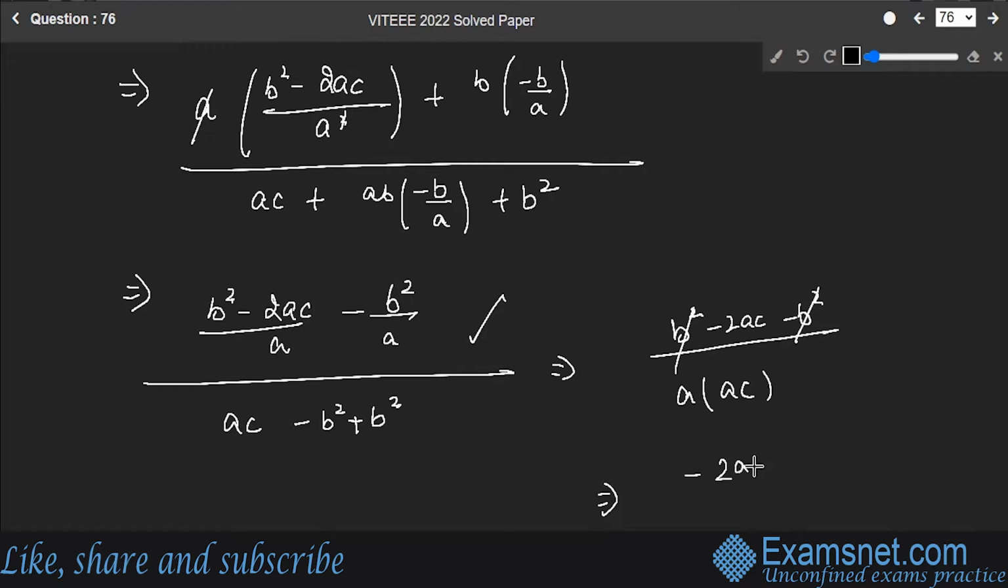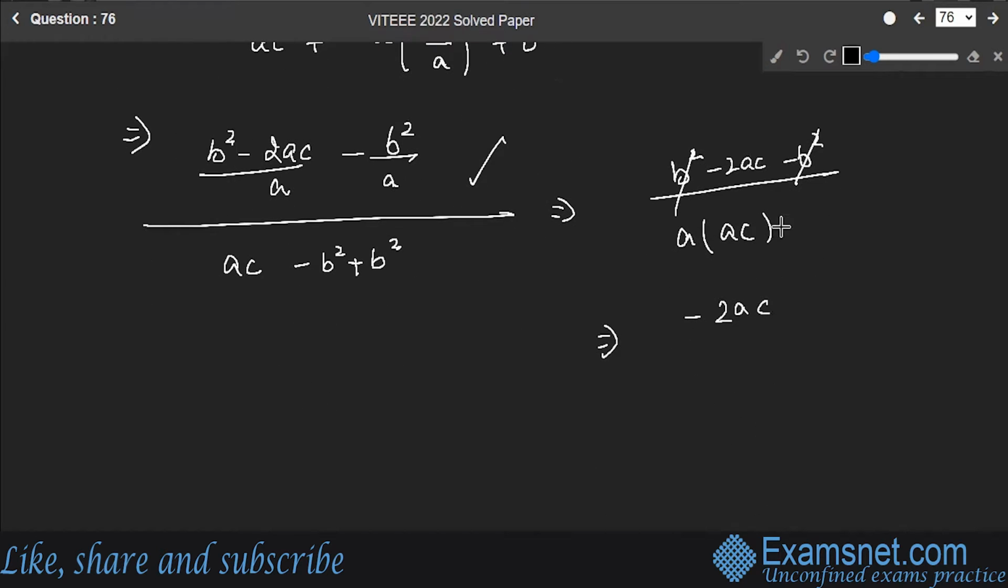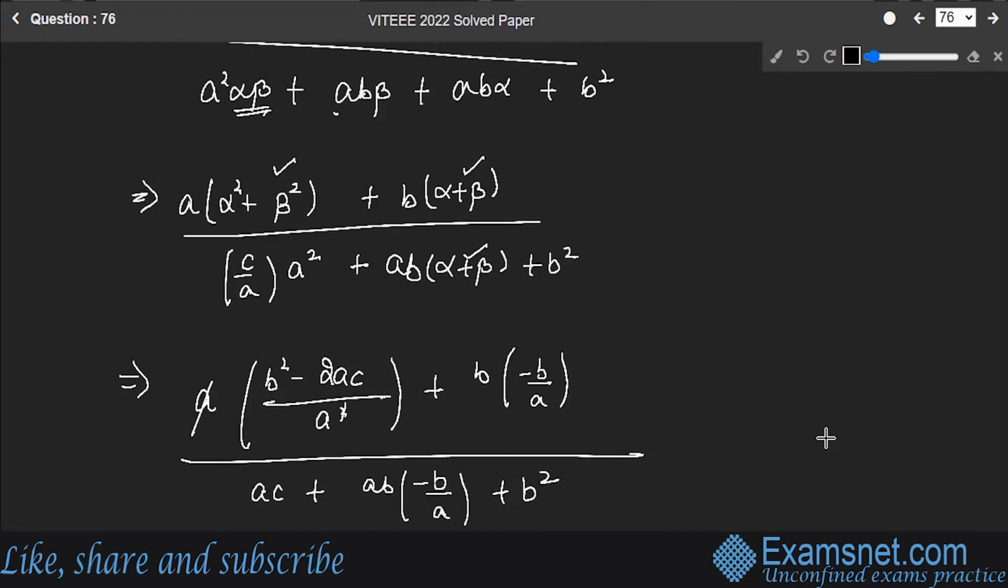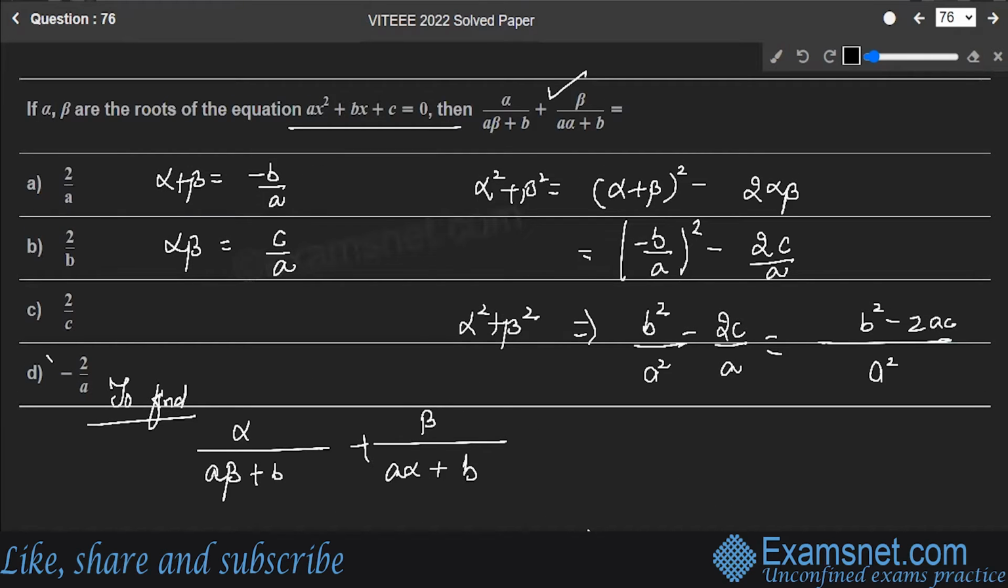You have minus 2ac upon a square c, which is minus 2 upon a. This is the answer to the question. Minus 2 upon a is option D. Hope you got that. Let's move to the next question then.